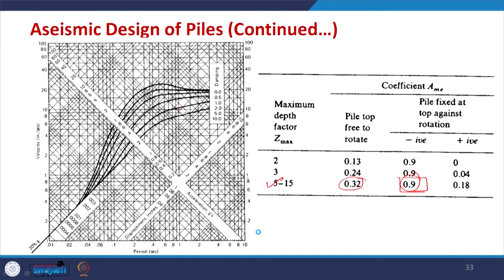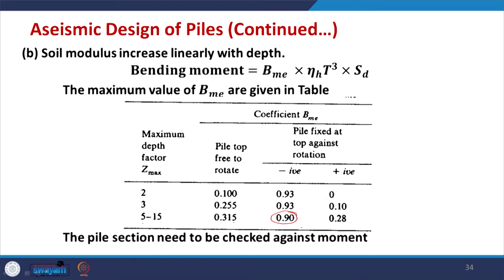So, here also, for both Am as well as Bm, the maximum value is 0.90 for this case. So this value of 0.90 is mostly applicable. So, for Bm this can be considered, and the pile section needs to be checked against these moments.